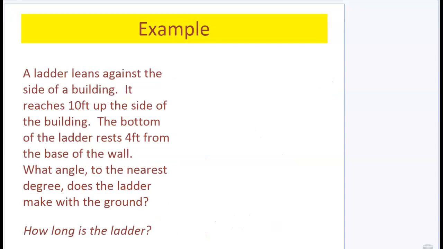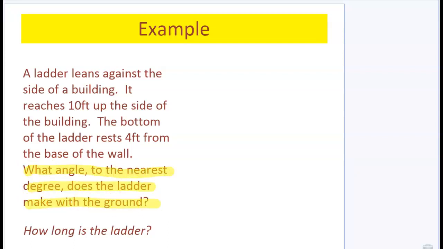Okay, in our next example, we have a ladder leans against the side of a building. It reaches 10 feet up the side of the building. The bottom of the ladder rests 4 feet from the base of the wall. What angle to the nearest degree does the ladder make with the ground? Okay, so we really have to read these questions carefully. And we are asked to figure out what angle to the nearest degree does the ladder make with the ground.